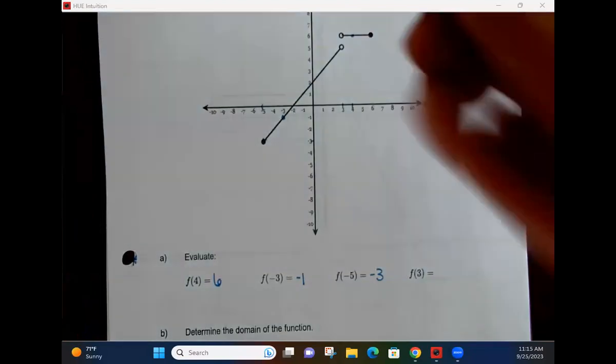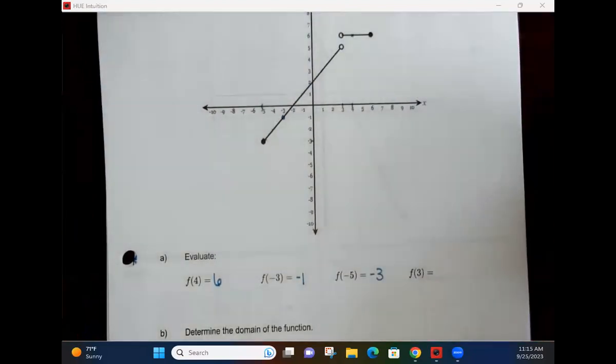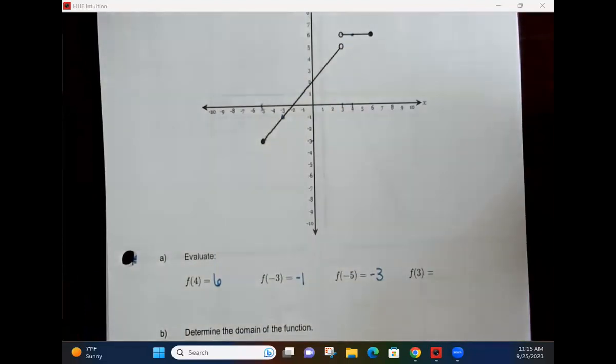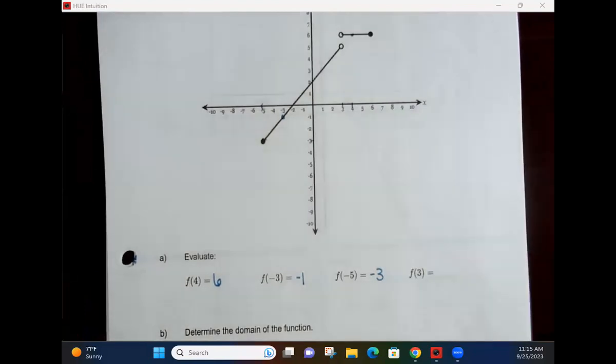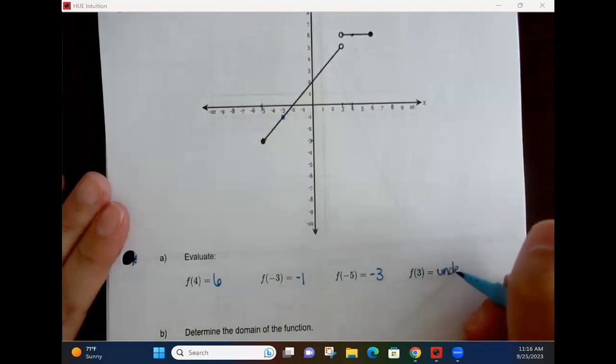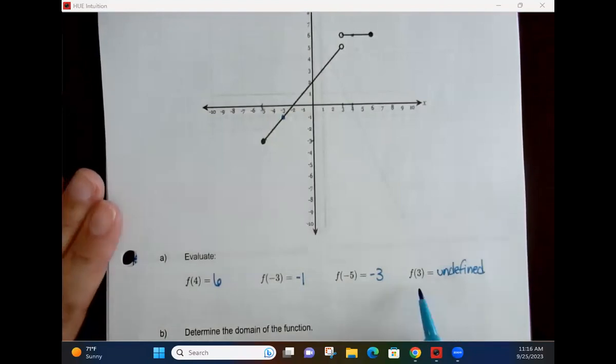Well, they're both open. So it isn't either of them because they're both open circles. I don't have a closed circle anywhere at 3. Right idea of no solution, but since we're not solving, what I'm going to put is undefined. I don't have a defined function value when x is 3, so we're going to put undefined.